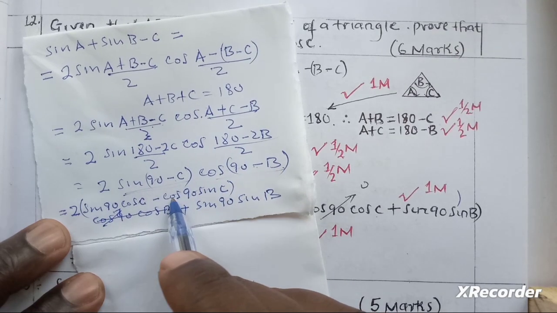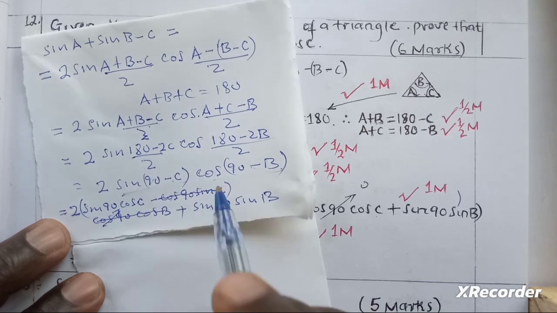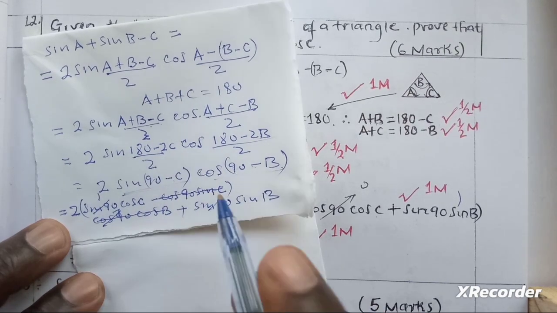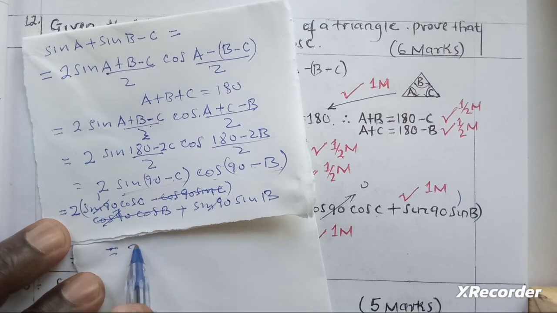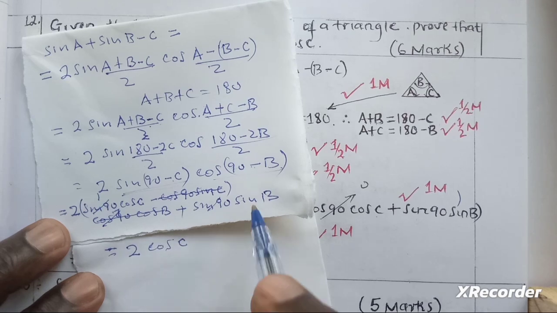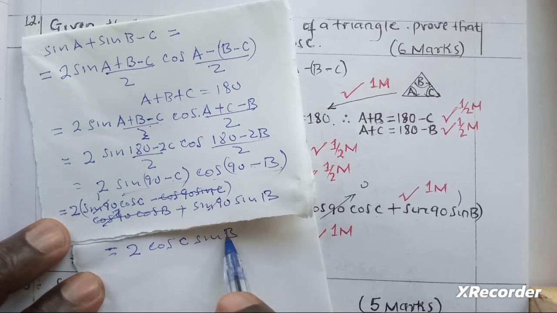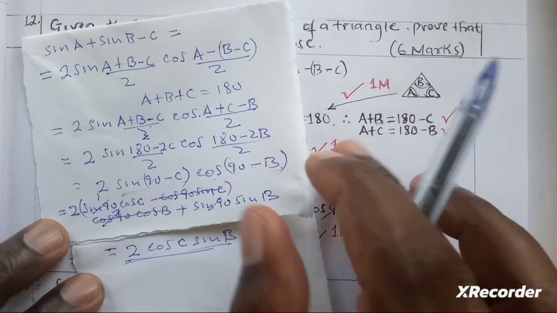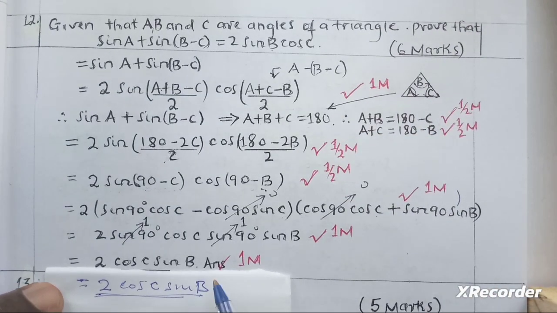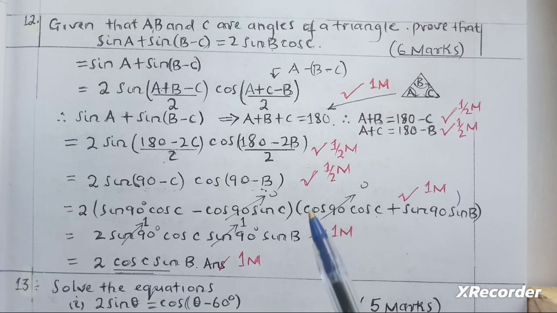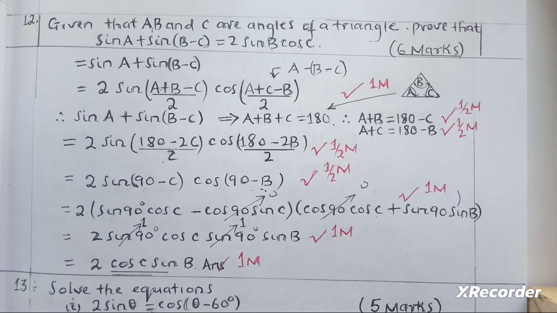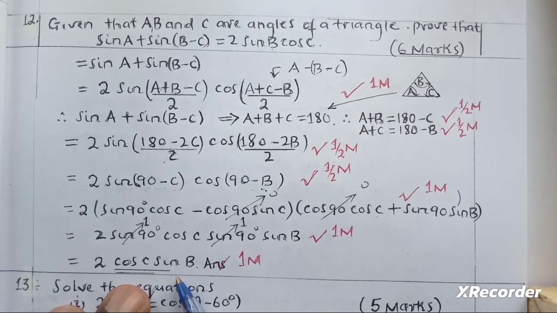Then we also have cos 90 here, so all of this is going to be 0. Then sin 90 is 1 and sin 90 here is 1. So we are left with 2 cos C and sin B. So that is the answer we are left with, and this is what we are having now as our answer. You can compare that with that, and this is how we follow until we come to that point.